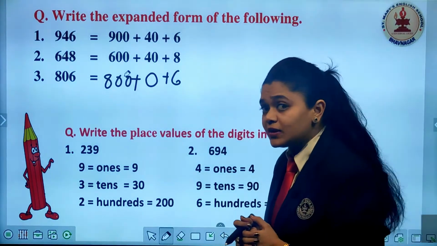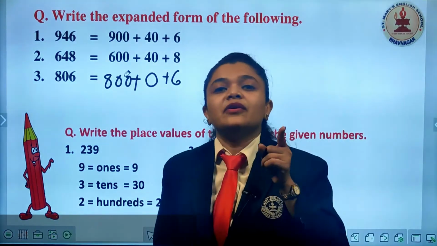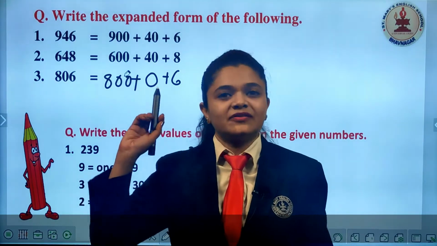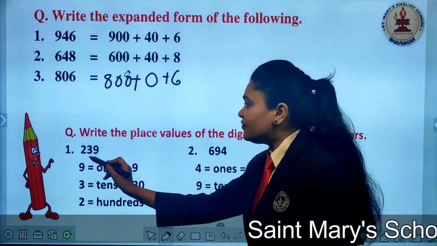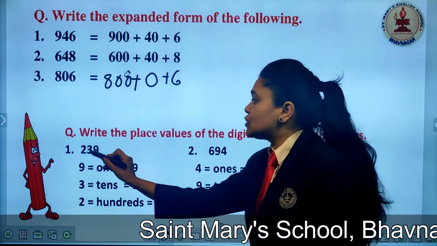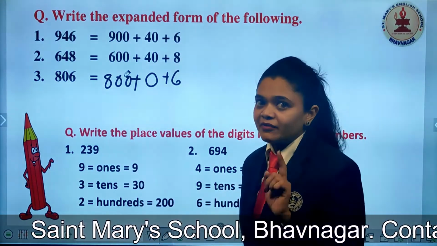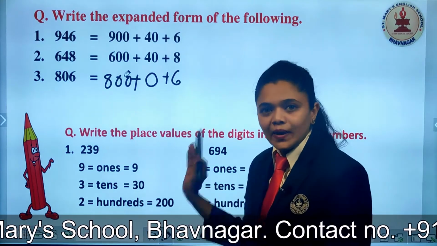So how are we going to do that? Do you still remember from which side you have to start? You have to start from the right hand side when you see the place value. So here the first number given to us is 239. From where will we start? We will start from the right hand side.